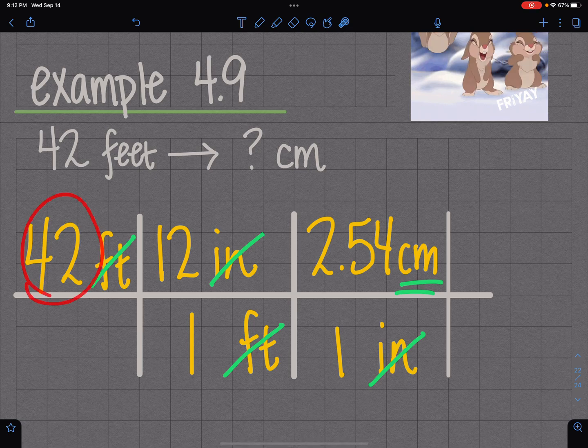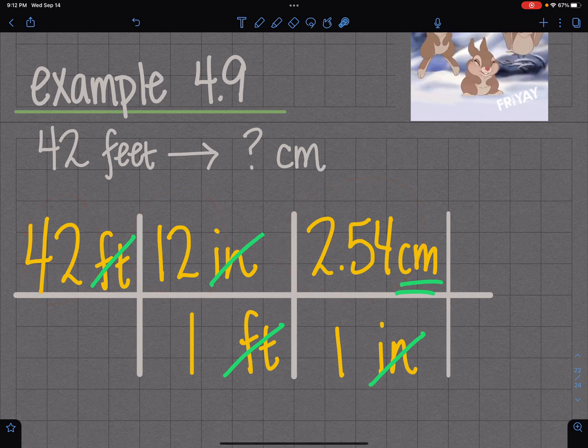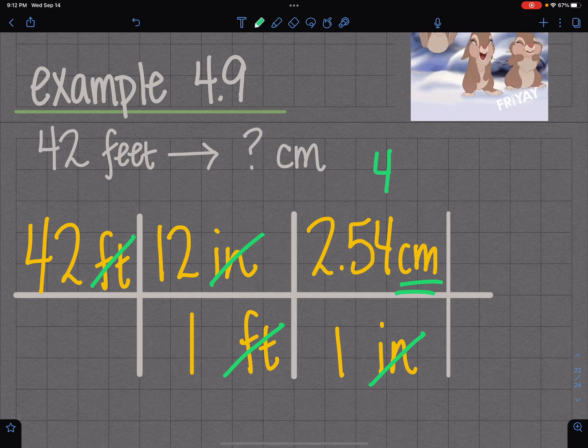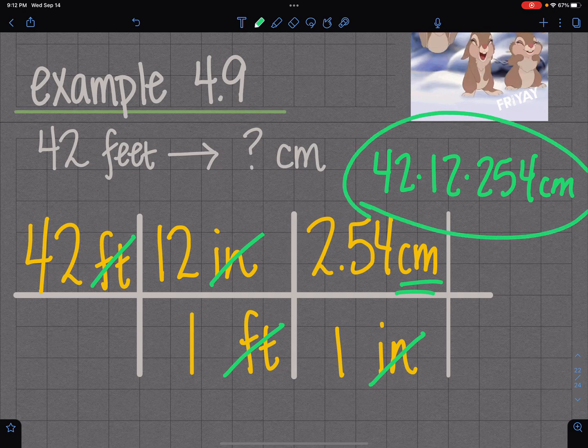So 42 times 12 times 2.54. They don't give us a number, but they just basically say that the answer is the multiplication of all of those together. 42 times 12 times 2.54. And the answer is going to be in centimeters. Bam, that's all you have to do.